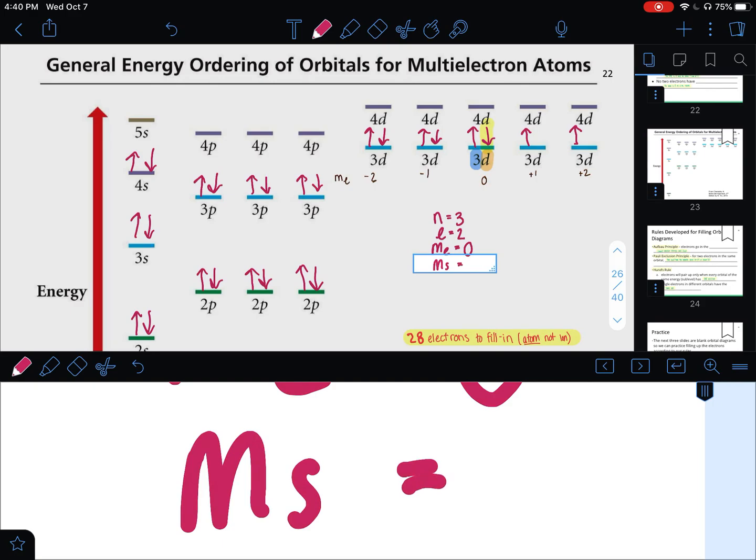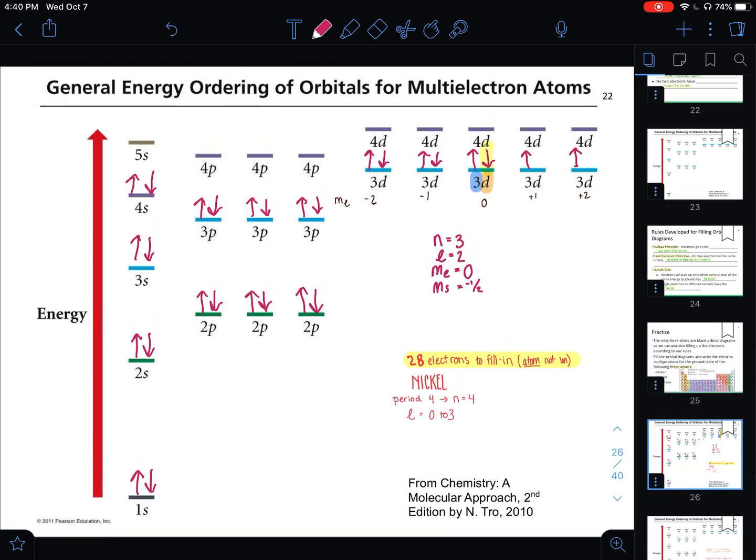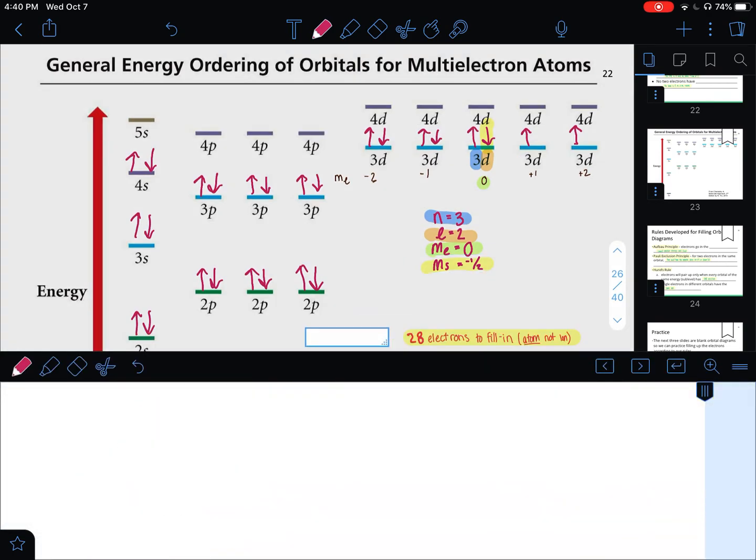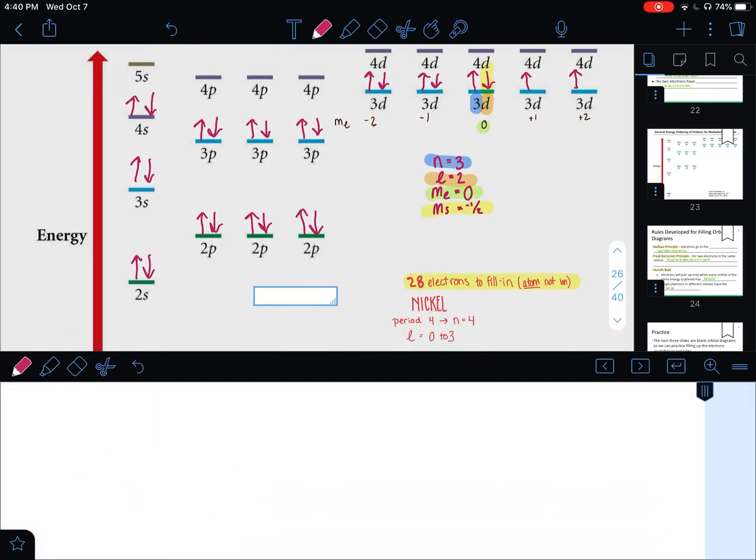Okay, and then the M sub S, that arrow is pointing down, so we have a negative 1/2 spin. There we go. Some color coordination going on. Okay, let's do this for another electron in here, just for practice. So let's try, actually let's go about it the backwards way. I'm going to give the quantum numbers, and then we will identify which electron it is.